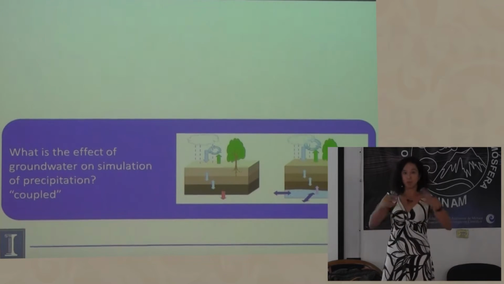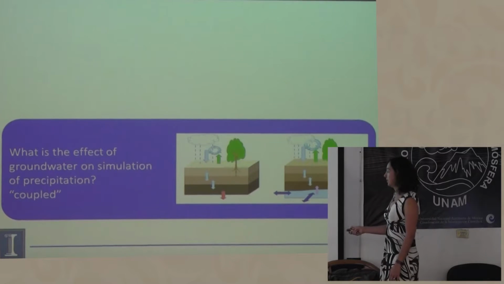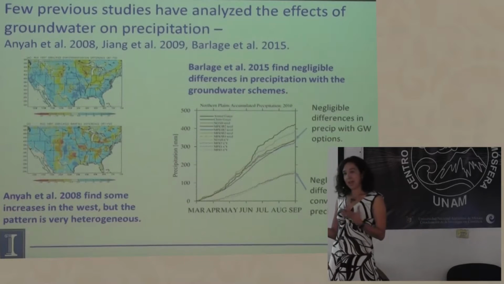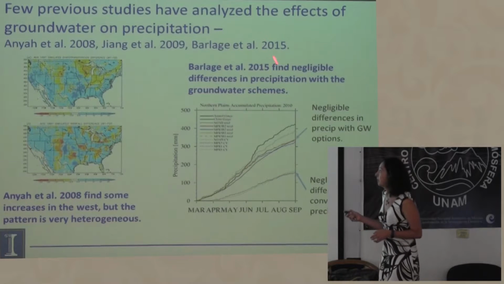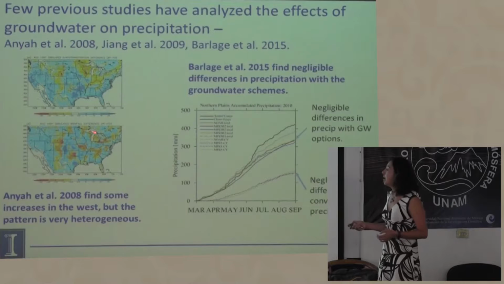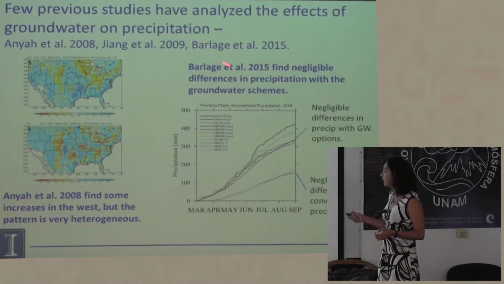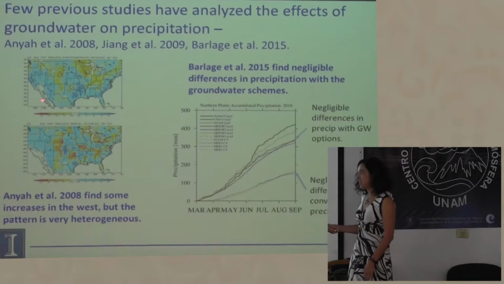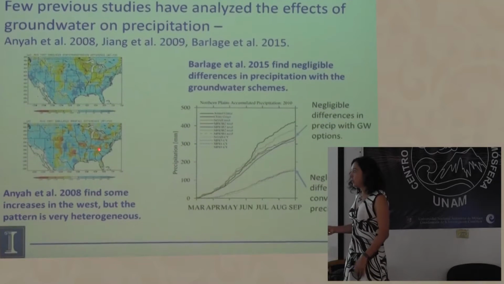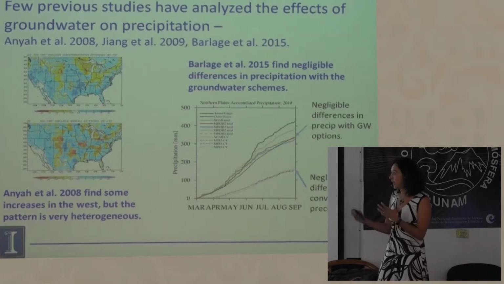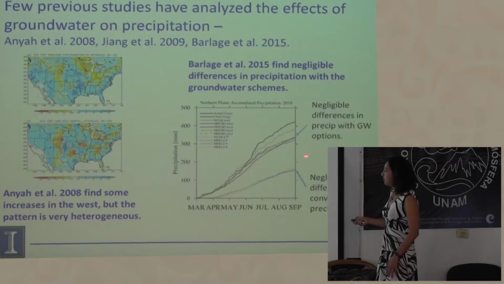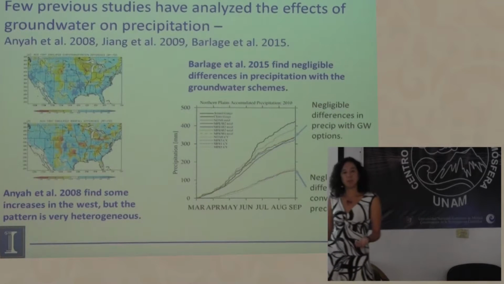Okay? So with that in mind, at 20 kilometer resolution, we go to the fully coupled system. There have been only a handful of studies that have looked at how groundwater impacts precipitation. These are some, they're all over North America. This is by Anya, another one is by Jen et al., Barlage. And the bottom line of these studies over North America is that there seems to be some signal in the west, but over the rest of the region, it's very heterogeneous, so not much of a clear signal. And again, this Barlage paper also finds negligible differences in precipitation with groundwater schemes. So over North America, this doesn't seem to be a big deal.